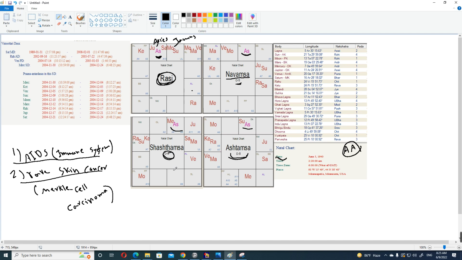They are the charts that are divisions. They are derived from the main chart. This is the main natal chart, and these are all derived from the main natal chart. And then sometimes, as per the calculation, you can see nodes are together in a sign because they are divisional charts. Okay.